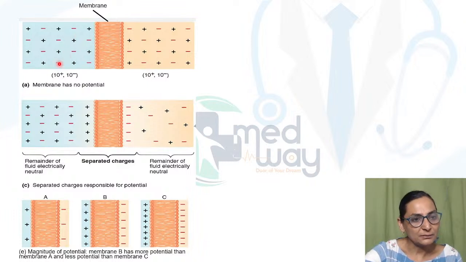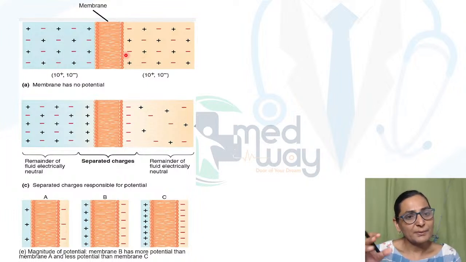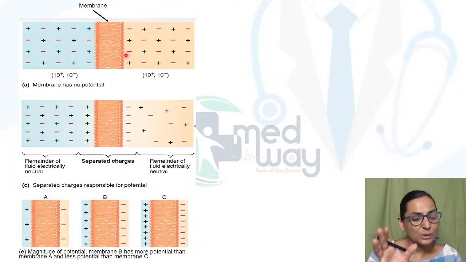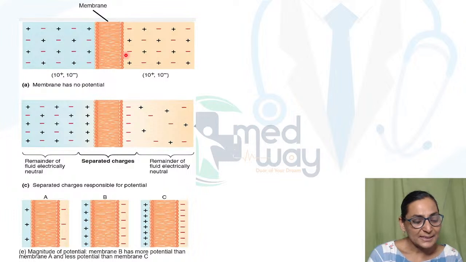You see that here there are 10 positive ions, 10 negative ions, and on this side also 10 positive and 10 negative ions are there. That means both of these solutions are electrically neutral. So whenever there are two solutions which are electrically neutral, what will happen? There is no potential. Right? So if there is an equal distribution of positive and negative ions, there is going to be no potential which is developed.